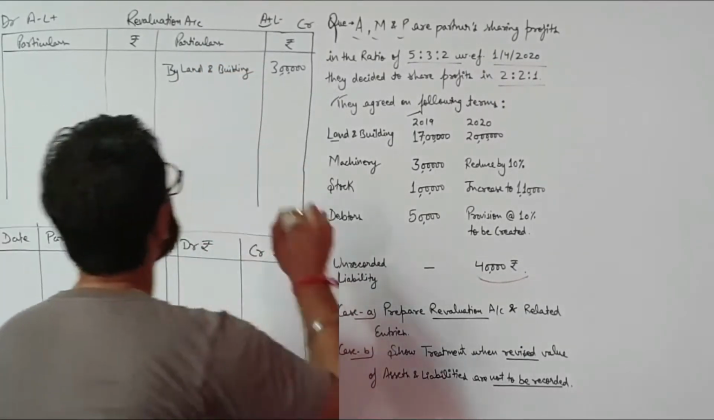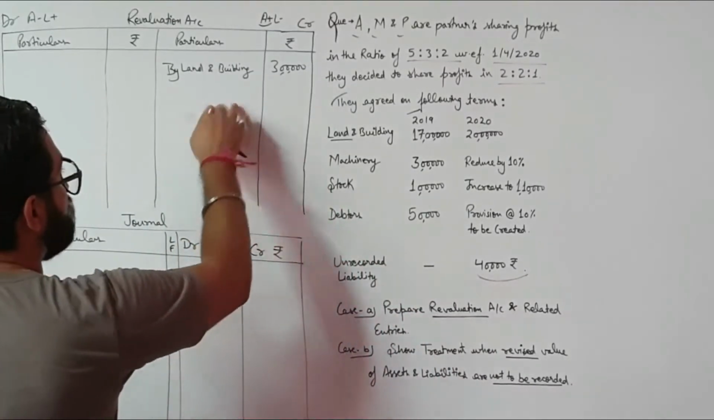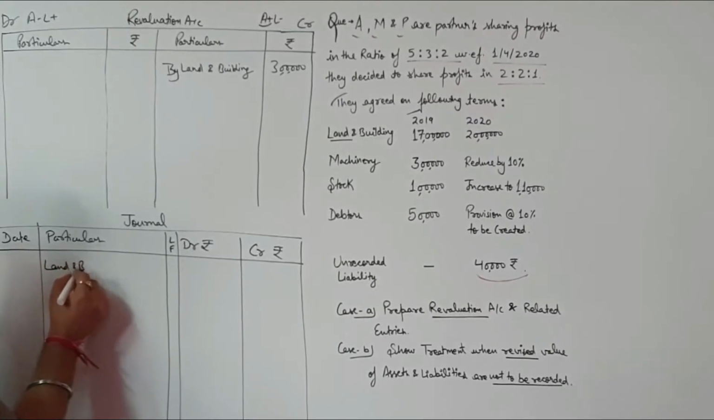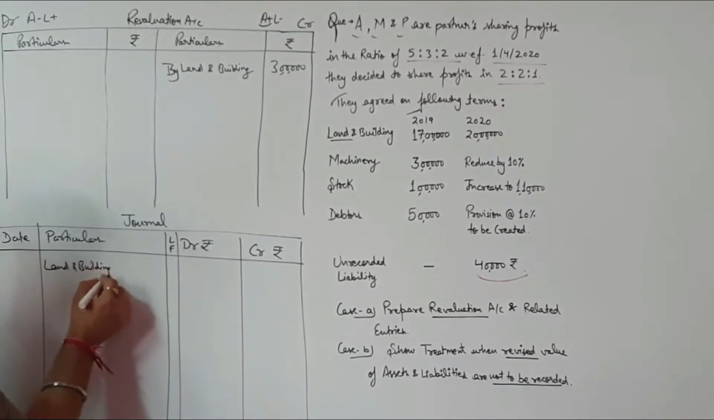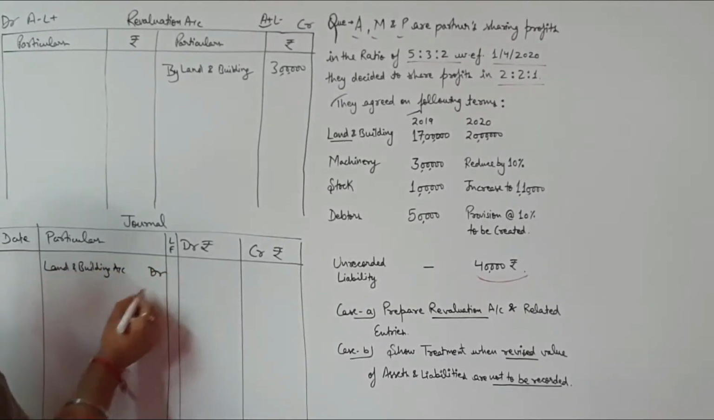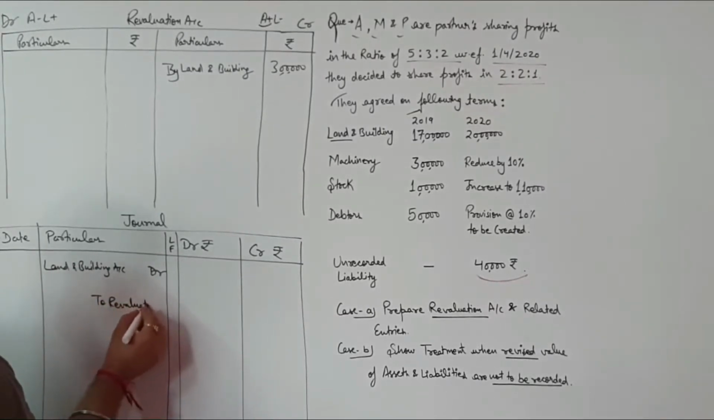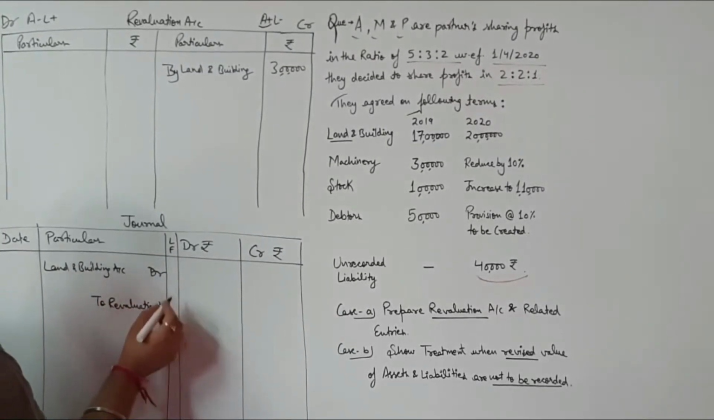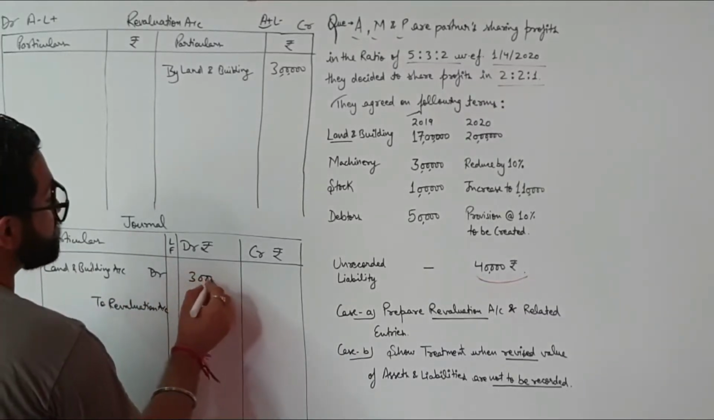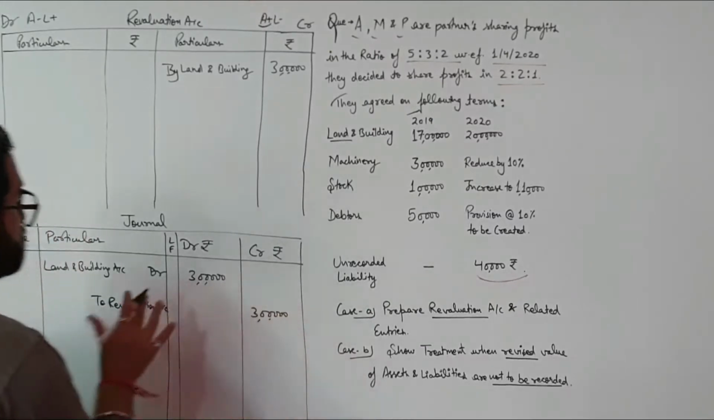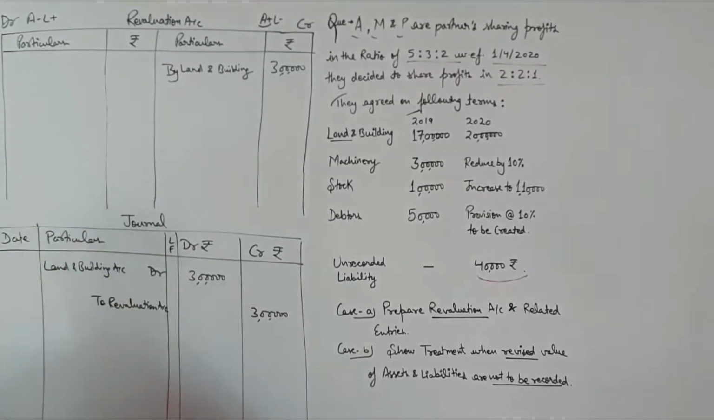Now in this case, what is the journal entry? The journal entry is simple: Land and Building Account debit to Revaluation Account, credit 3 lakh rupees and 3 lakh rupees. So this is the journal entry and this is the posting.